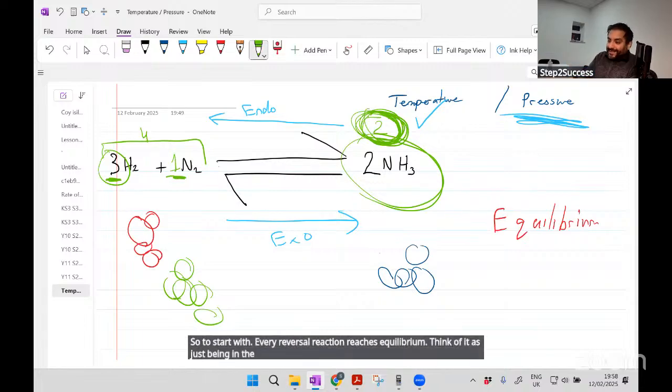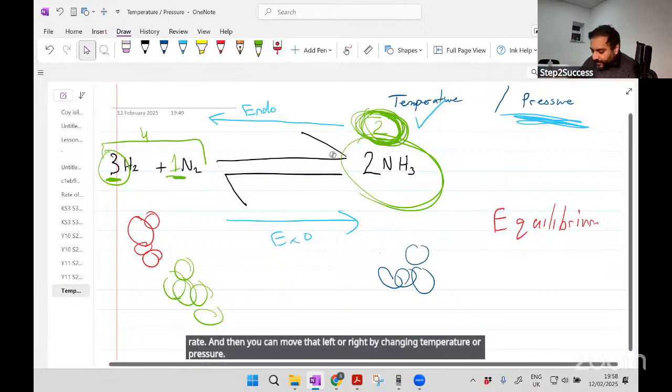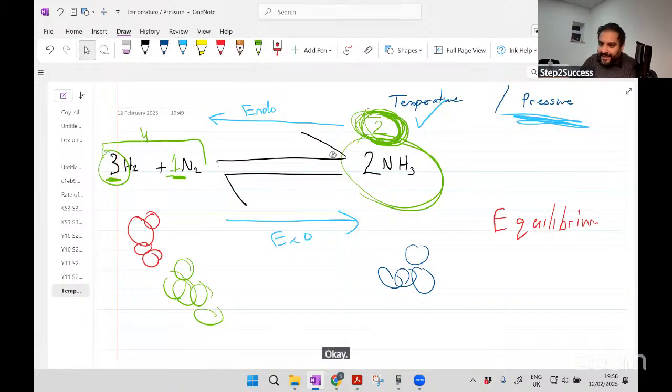Because it means that it's neither, both sides are the same rate. And then you can move that left or right by changing temperature or pressure. Okay, that hopefully clears up a little bit of Le Chatelier's principle, but I can go through it with you tomorrow if you want more questions on it.